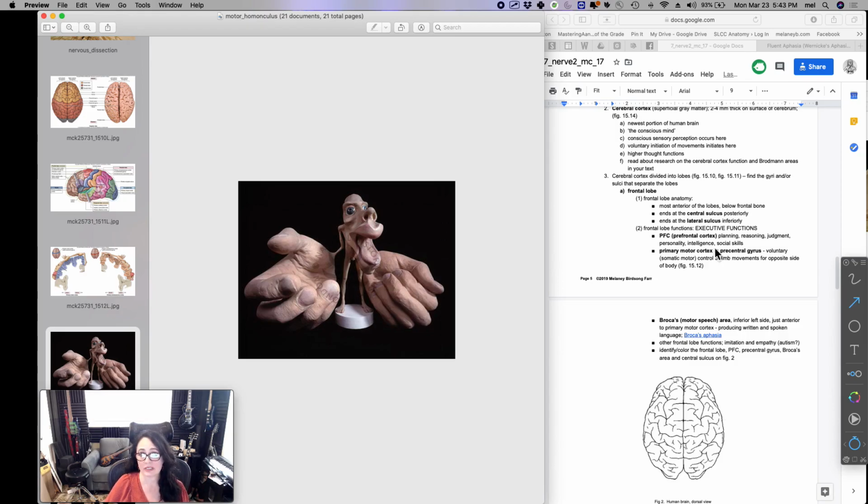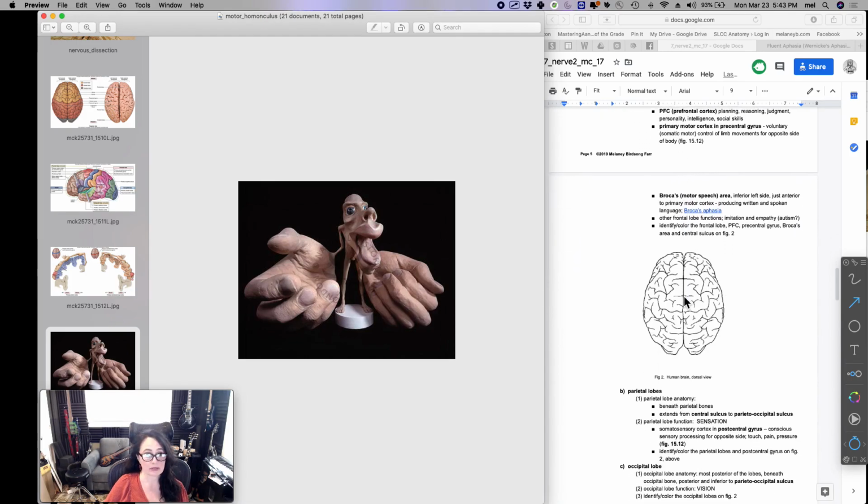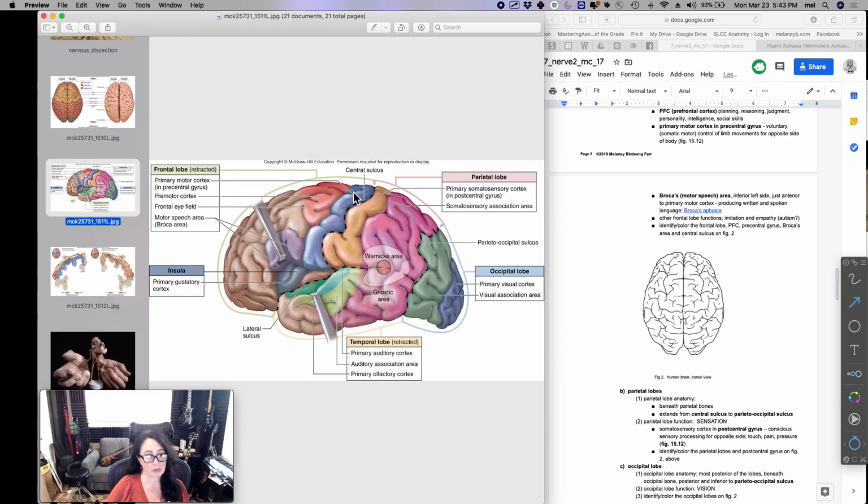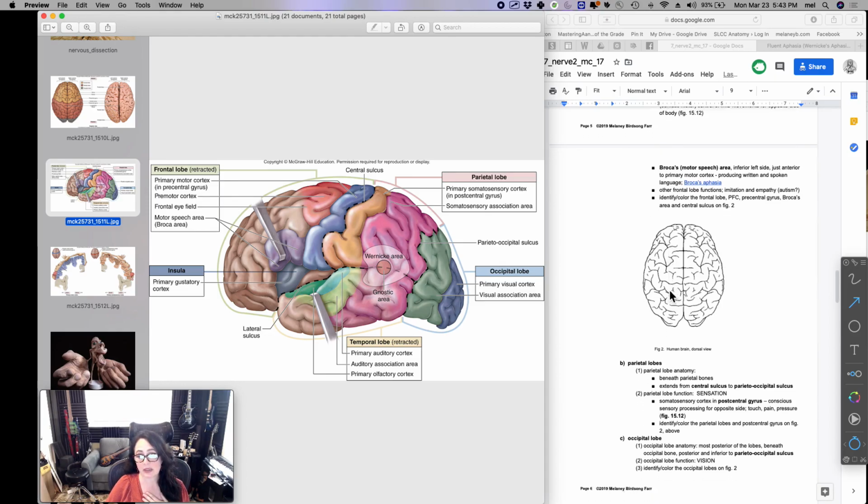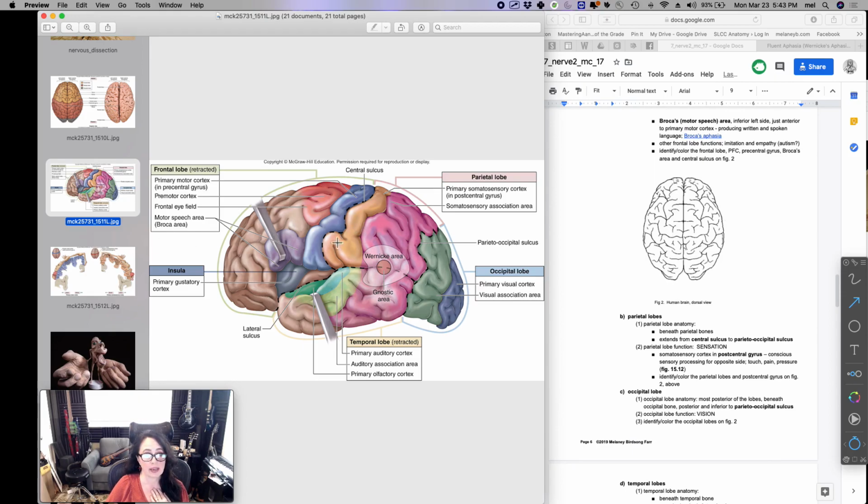So we did primary motor cortex, the prefrontal cortex, and then Broca's area. That's what we're going to do out of the frontal lobe. So check, frontal lobe right there. Next thing back is the parietal lobe, from here to here. It is superior to the lateral sulcus, and between the central sulcus and the parieto-occipital sulcus right there. We're only going to learn one little function out of the parietal lobe.